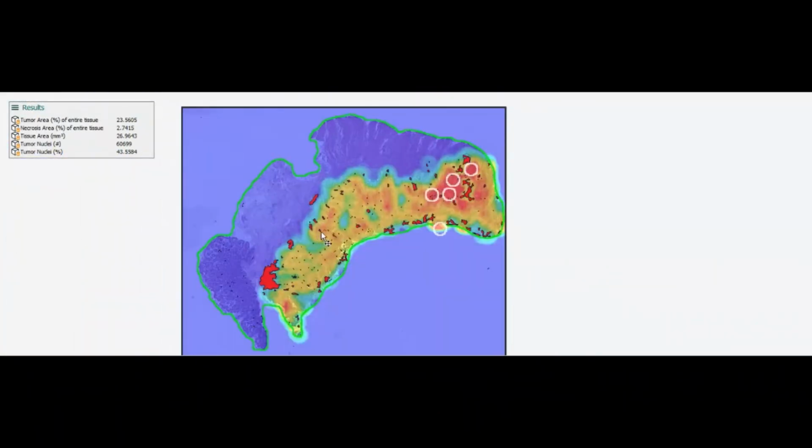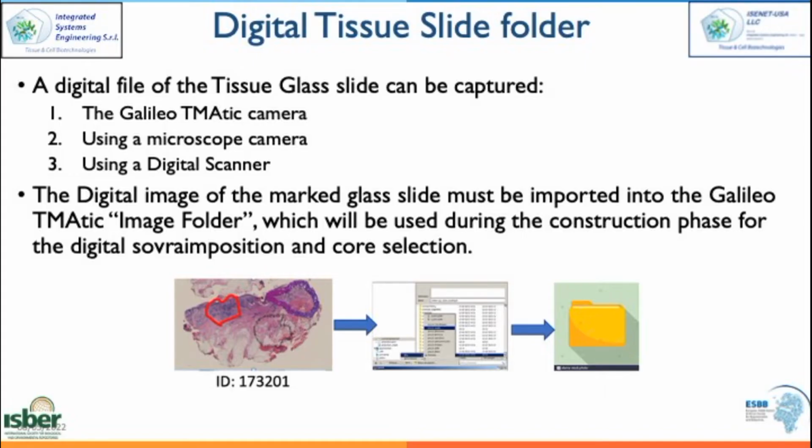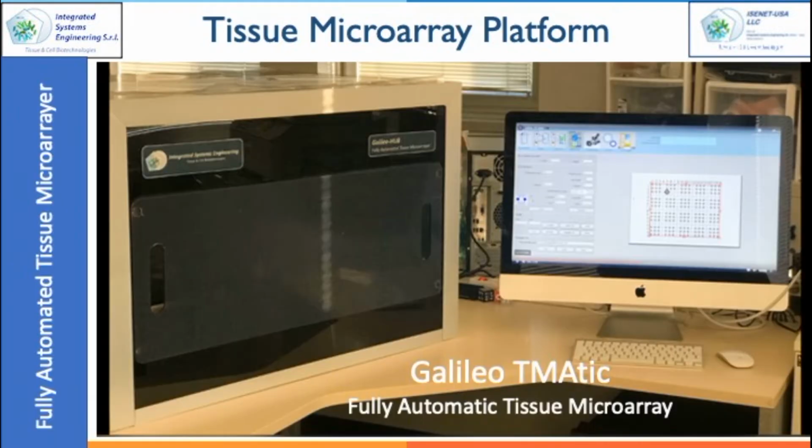The marked image of each H&E slide and respective extraction coordinates are imported in the GALILEO TMAtic construction folder and used for the construction of the TMA block. At this point, having available all the donor blocks and corresponding tissue slides, we are ready to make a TMA block with the GALILEO TMAtic fully automated tissue array.